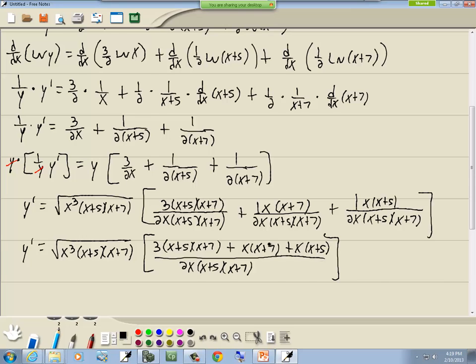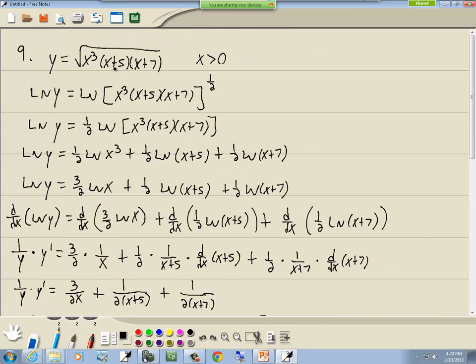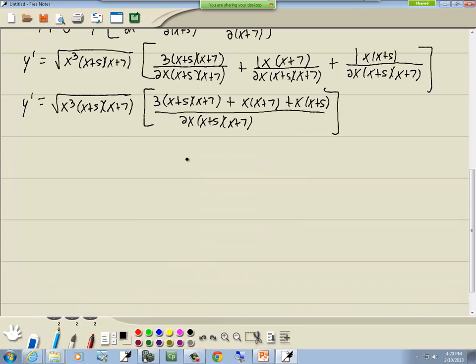Now this seems like a lot of work, and it is, but you'll find you'll do a lot more work if you don't use these log properties. And not all come out nasty like this either.